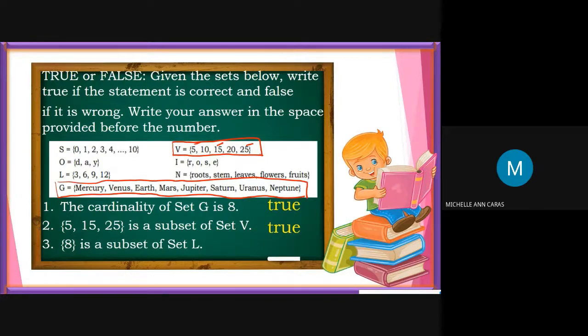Okay, last, number 3, 8 is a subset of set L. Okay, ari ang set L naton. So, kung tanawon ta diri, ang elements in set L includes 3, 6, 9, and 12. So, kung tanawon ta, wala sa values ng 8 diri. So, therefore, si 8 hindi siya subset sa L. So, answer diri is false. Okay?